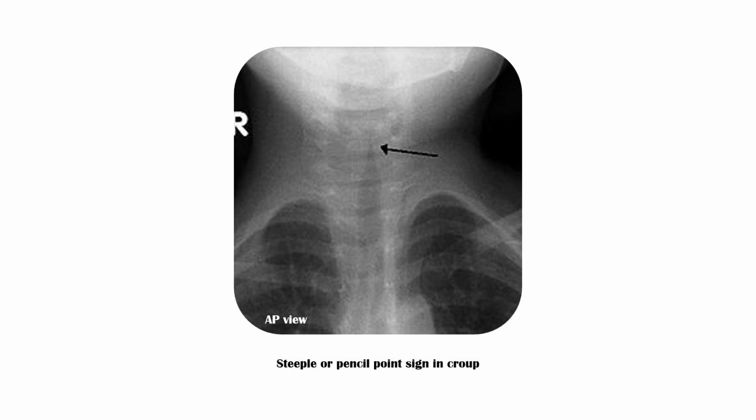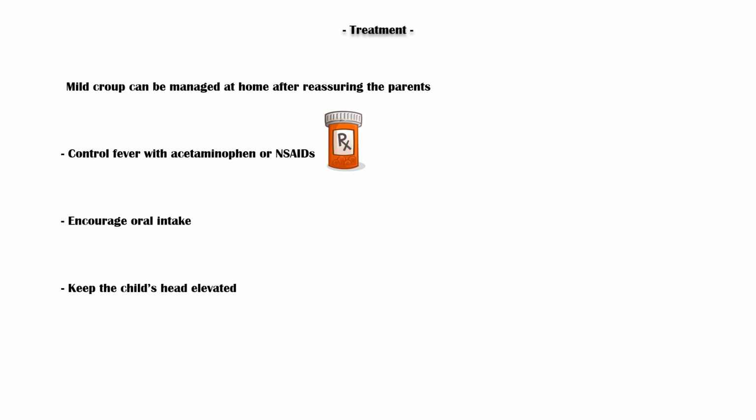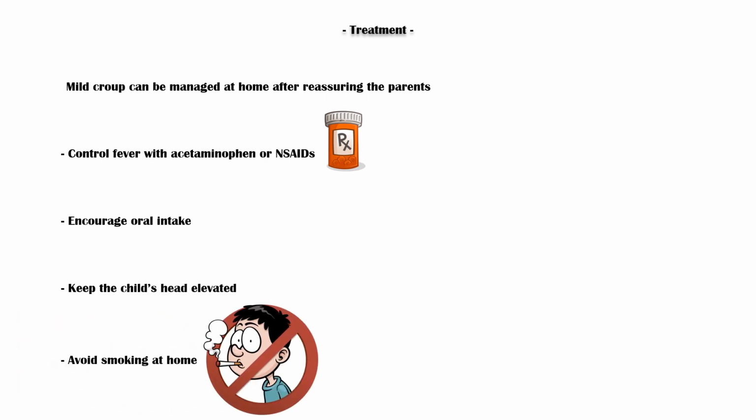As far as the treatment is concerned, mild croup can be managed at home after reassuring the parents. They should be advised to control the fever with acetaminophen or NSAIDs, encourage the oral intake, keep the child's head elevated, and avoid smoking at home.